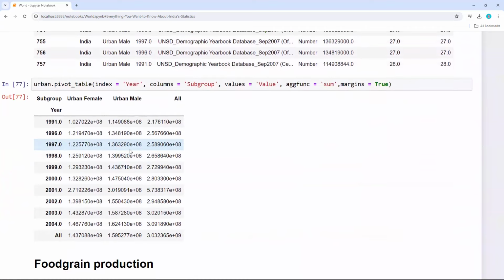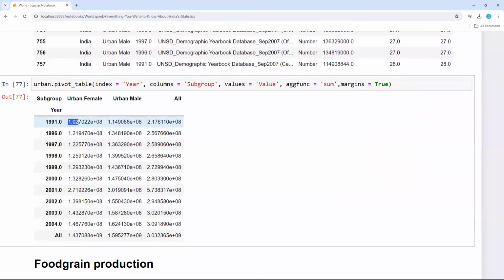So here, if you look at the stats, the urban data is around 1.2 crore in 1991 for urban female, and urban male is 1.14 crore, and overall is 2.17 crore, something like that. So it is also increasing. You can see 1.2, 1.22, 1.25, 1.29, whereas the urban male data is increasing more than the female data.